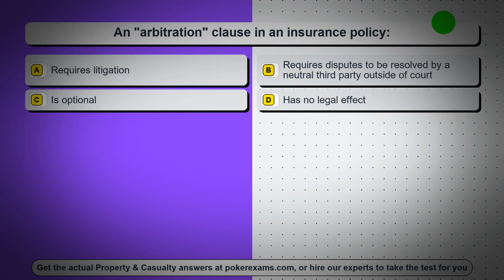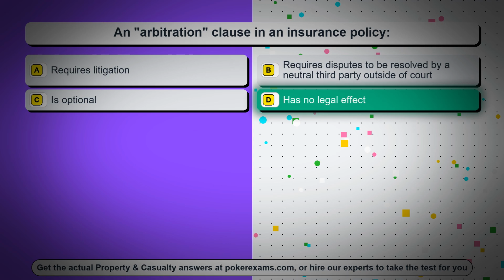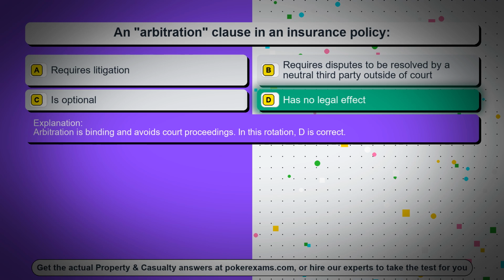Question 73. An arbitration clause in an insurance policy, option A, requires litigation. Option B, requires disputes to be resolved by a neutral third party outside of court. Option C, is optional. Option D, has no legal effect. The correct answer is option D, has no legal effect. Arbitration is binding and avoids court proceedings. In this rotation, D is correct.